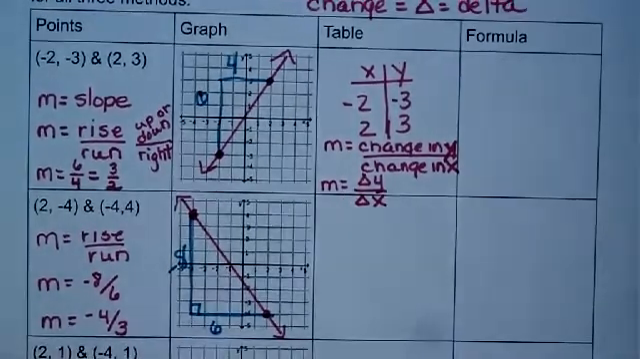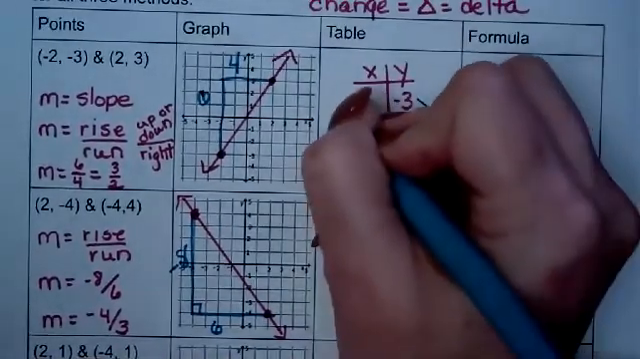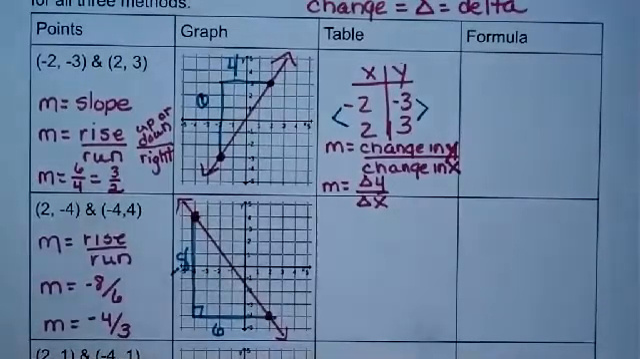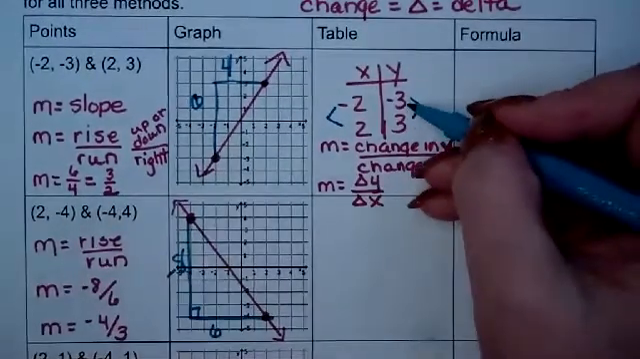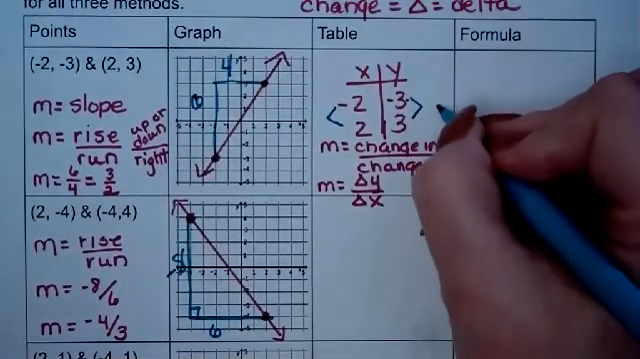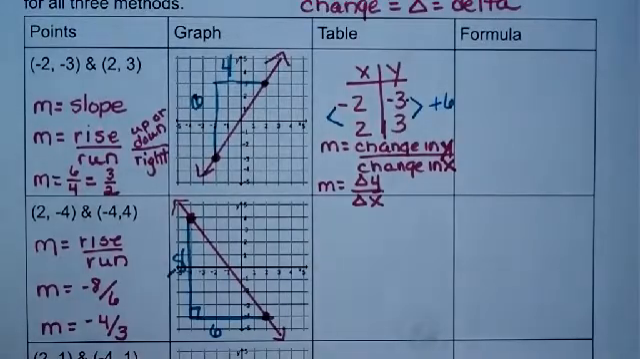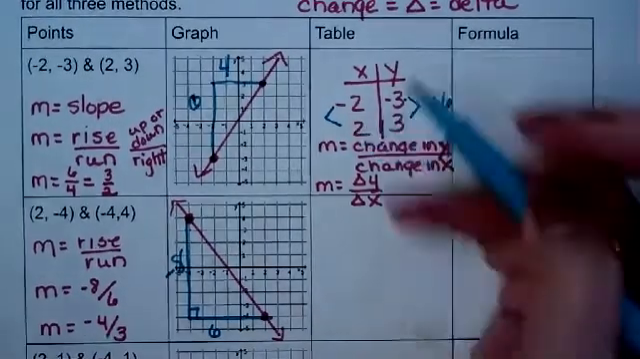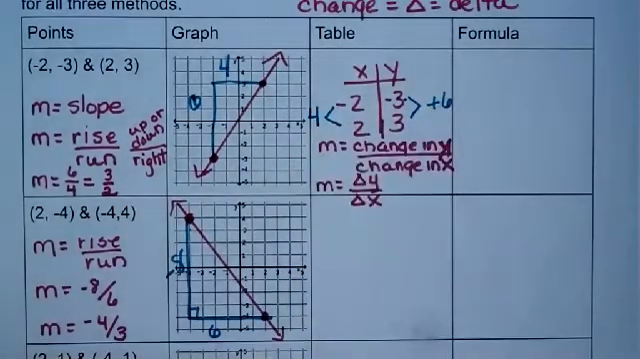Now, what do I mean by the change? Well, we're going to look over here and see what we add to each number in our pattern to get to the next number. So look right here. What do I add to -3 to get +3? Well, that would be +6. What do I add to -2 to get to +2? Well, that would be 4.